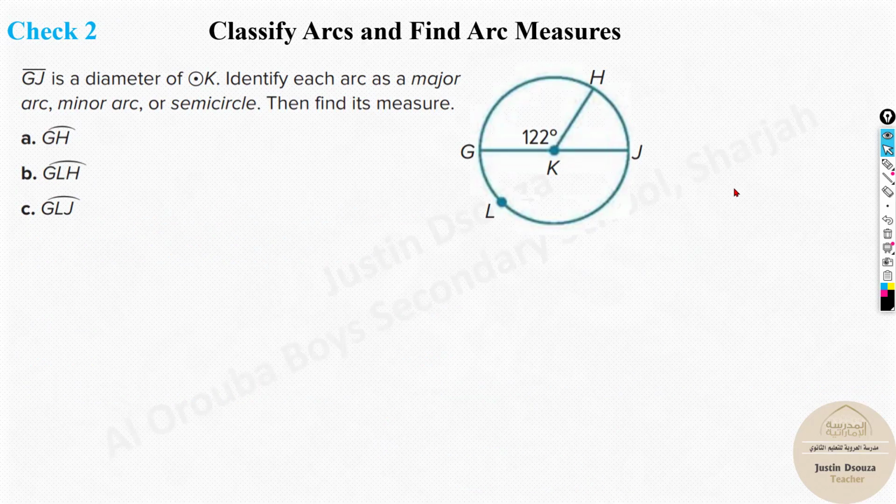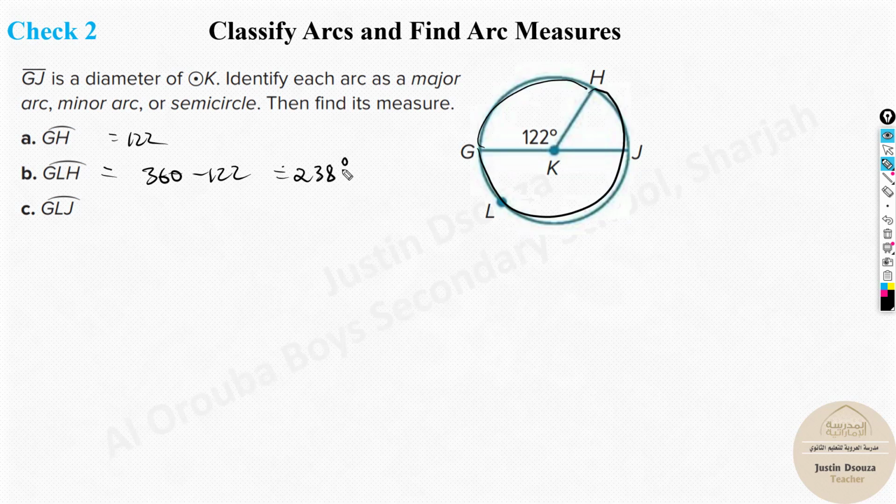So the next check problem, you can try this by yourself. These are all straightforward problems. Now here there are three questions. That's GH. When you look at GH, you will understand this is a minor arc. GLH will be a major arc. Now the measure of GH is already given as 122. That's it. What about GLH? It will be 360 minus 122. So that's it. It will be 238 degrees.